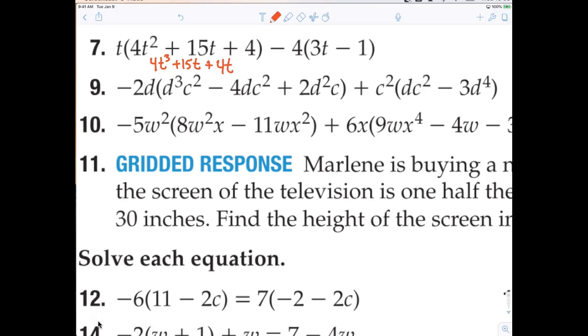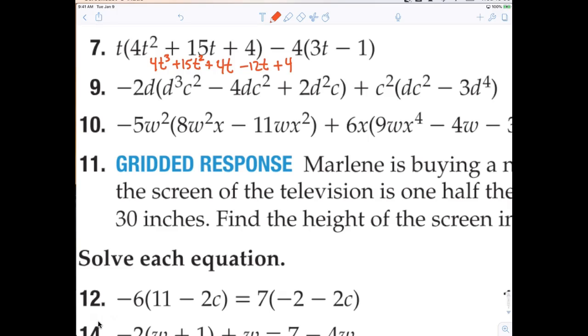All right, now distribute the negative 4. So you'd get negative 12t. I see what you're saying. This should have been a second. Thank you. Yeah, so negative 12t, plus 4. All right. Everybody take a look at that. Everybody good with that?